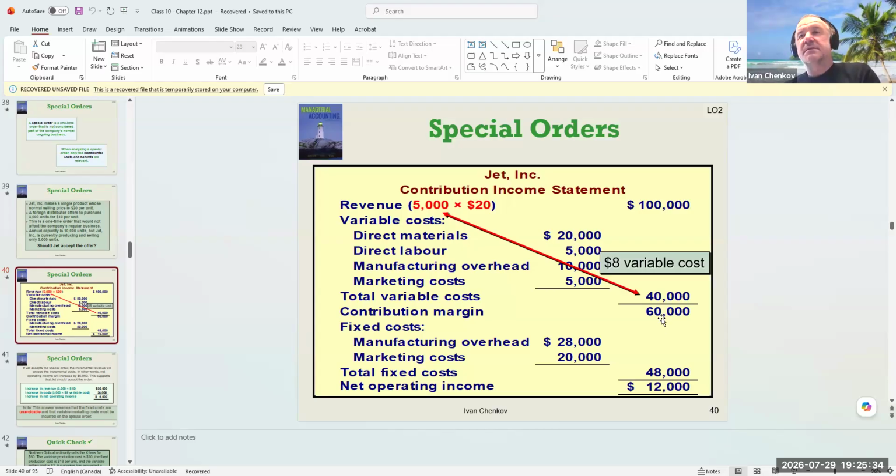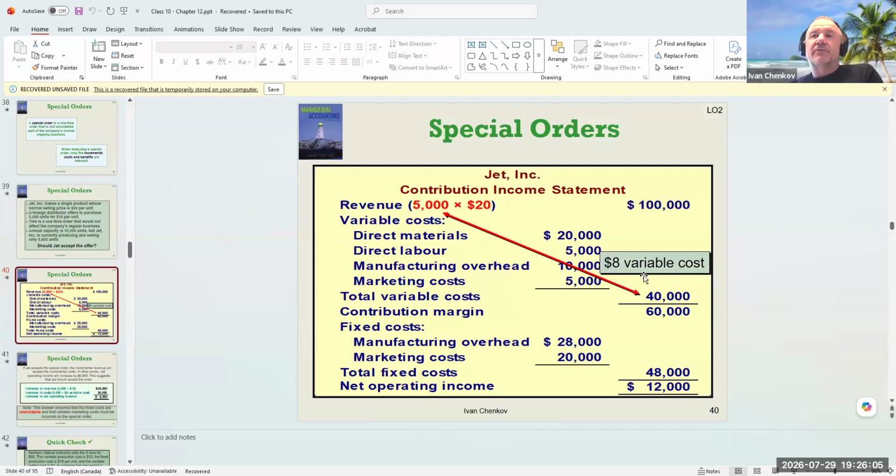Contribution margin generating is $60,000. So we are above the fixed cost. So a fixed cost, in this case, if we accept the special order, it's not going to be relevant because, again, we are above the fixed cost. So we are on both the break-even point. So the only thing that we have to worry about is the variable cost. So what we have to decide is whether the additional contribution margin is positive or negative in this case.